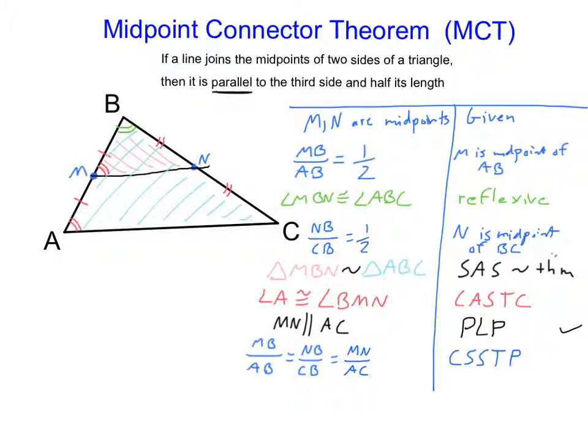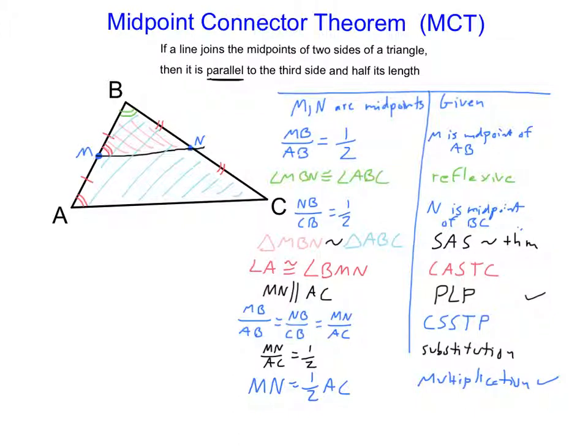And then I can just look at these previous parts up here, perform a substitution to show MN over AC is 1/2, and that's essentially it. I could wrap things up with a little bit of multiplication. So multiply through by AC on both sides, and we've got MN is 1/2 AC, and that shows that that length is half the length of the other side we wanted. So we got both of the parts. We showed that the lines were parallel to each other, and that is half the length of that.